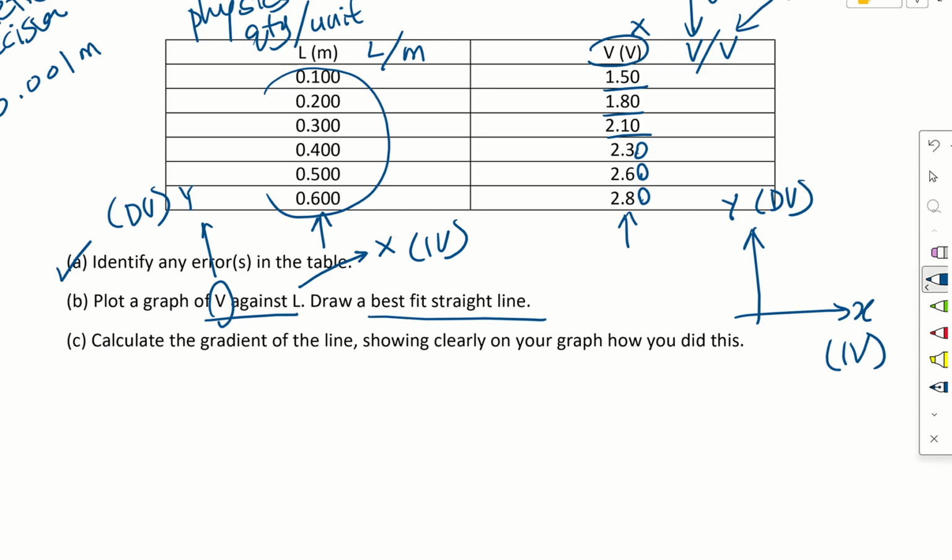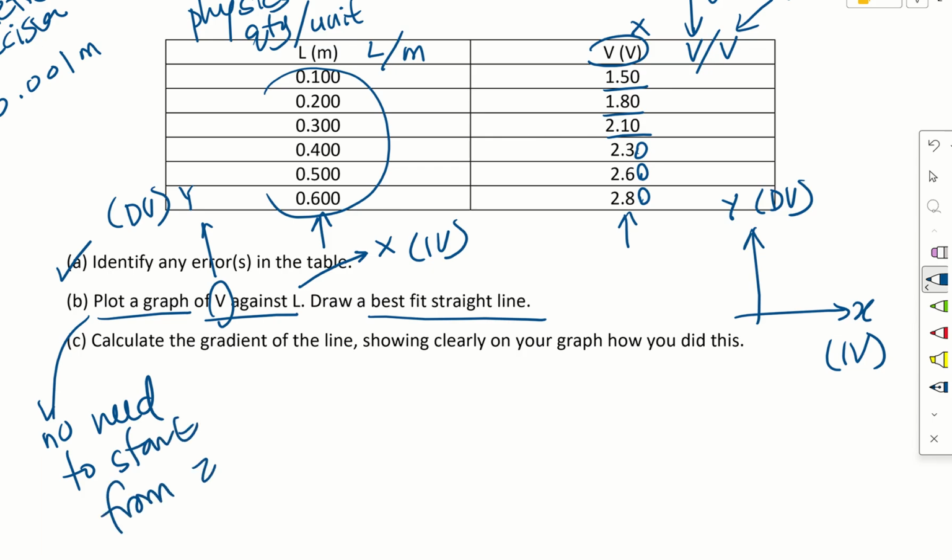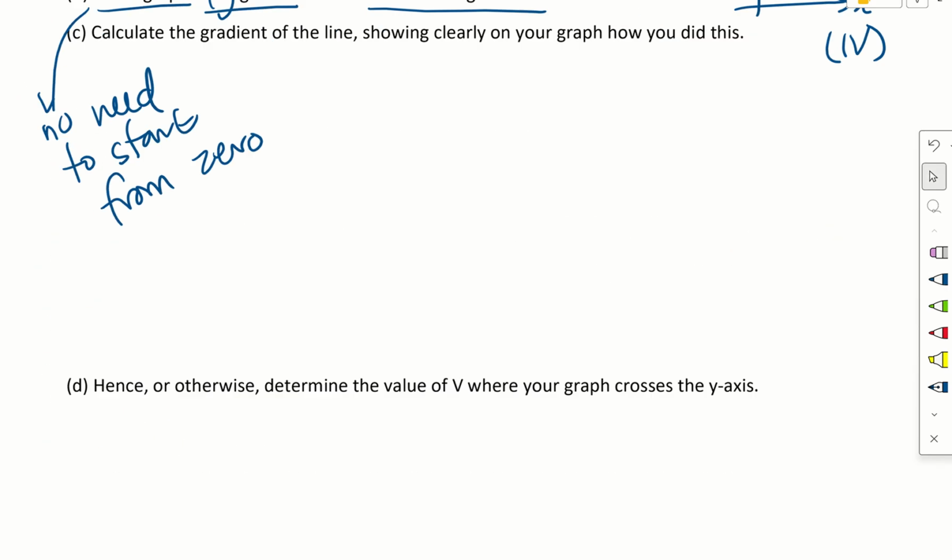We see that for L, the range is from 0.1 all the way to 0.6. Now when you're plotting a graph, there is no need to start from 0. For L, it is from 0.1 to 0.6, and for V, it is from a minimum of 1.5 to 2.80. So let us try to plot the graph now.